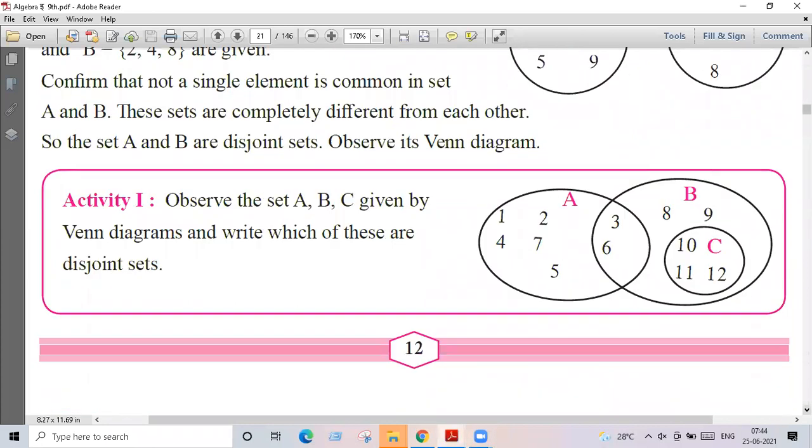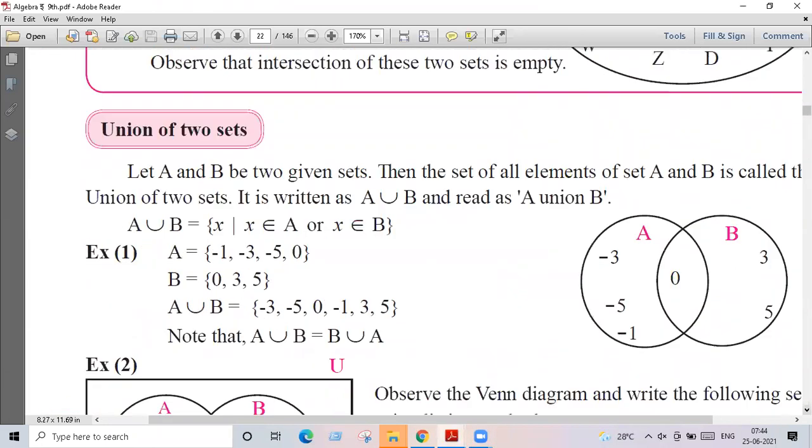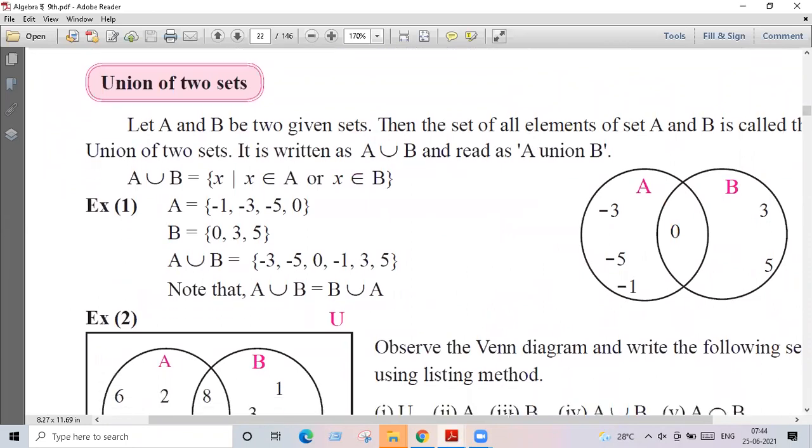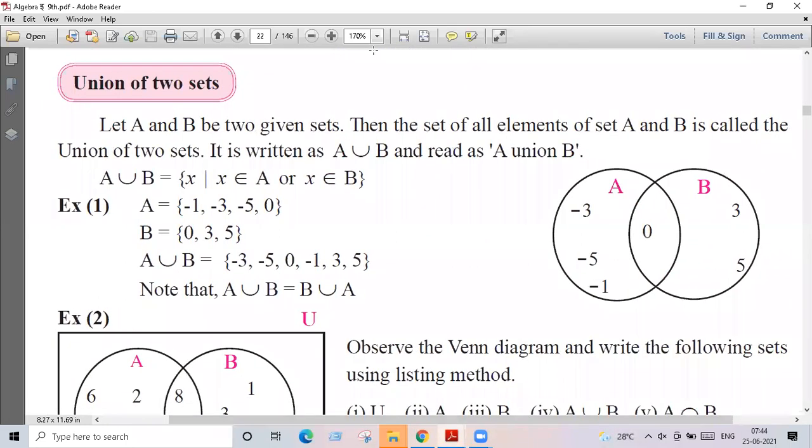So next. Now the next operation is union of sets. In a union, what do we do? We take everything from both A and B together, but whatever is repeated, we don't take it twice, we take it once. So let A and B be two given sets. A is -1, -3, -5, 0. B is 0, 3, 5. What is common in both? 0. That is your intersection. But when we write A union B, remember that we have to make a set of both A and B together.